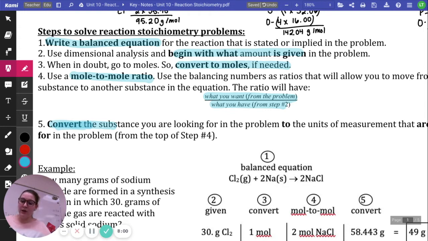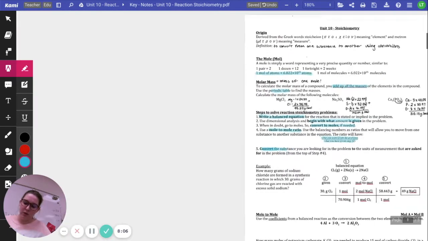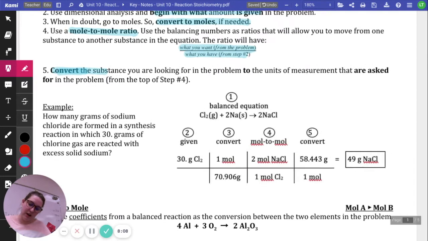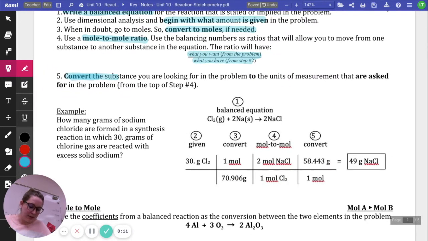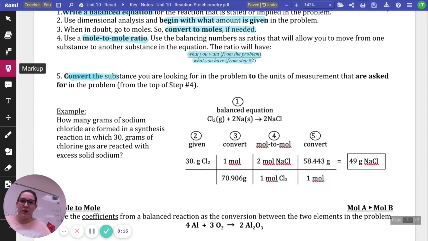So now we're going to look through this problem. It's already worked, and I'm going to go through where the 5 steps are in this problem, and I'm going to use different highlighter colors in order to help us see. So step 1, write a balanced chemical equation. Let's read our problem and see if we can find our balanced chemical equation.